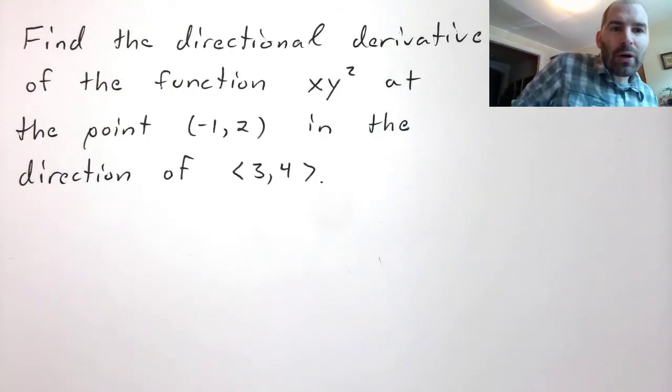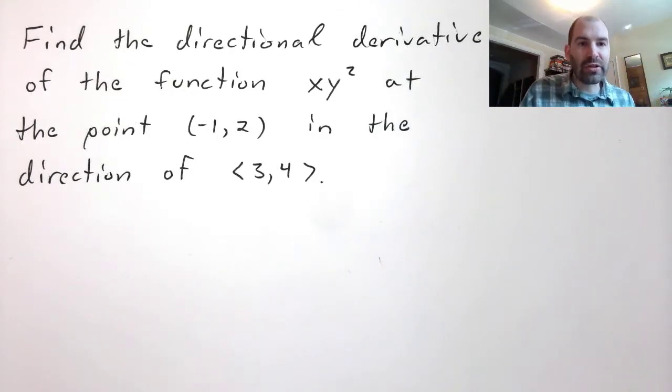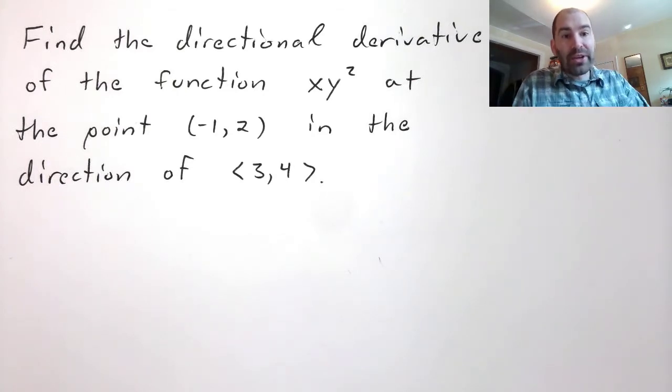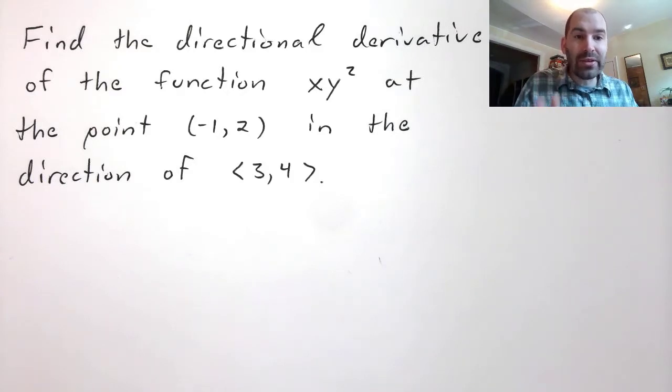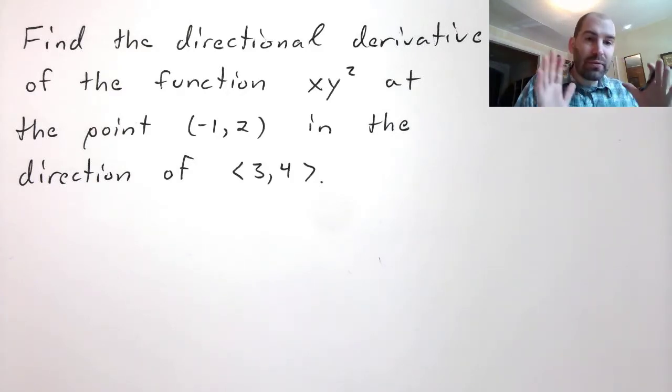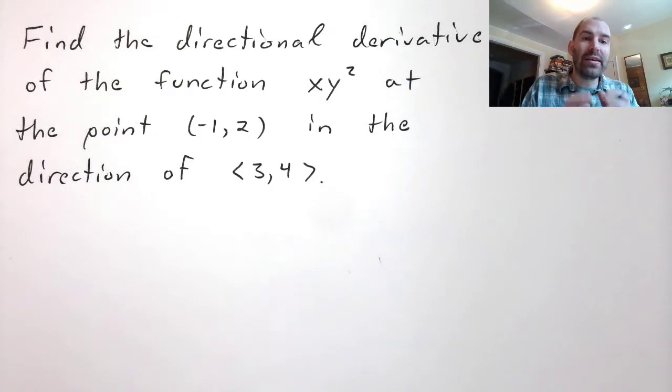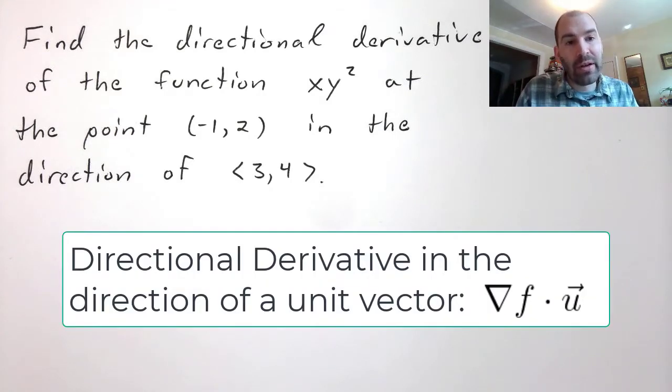All right, in this video we're going to talk about the idea of directional derivative. So directional derivative just means to take the derivative in a particular direction. And we're going to use gradient to do this. And so the formula for how to do this is we just take the dot product of the gradient with the unit vector in the direction that we want to take the derivative. And that's it. That's the directional derivative.